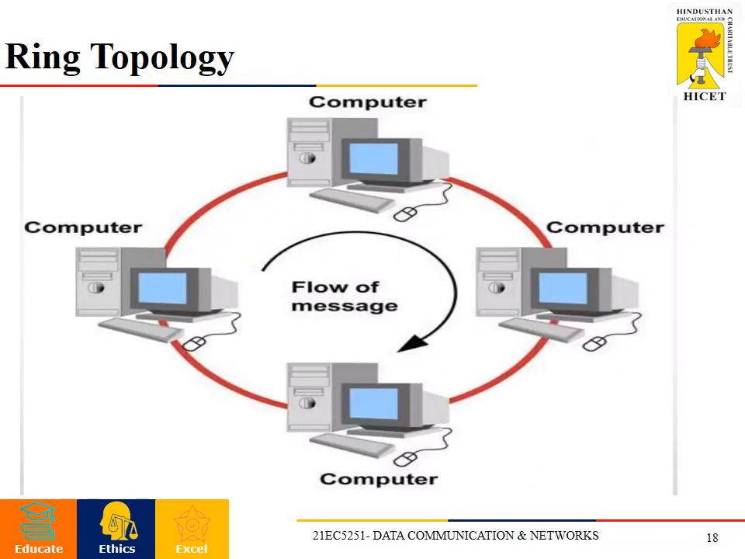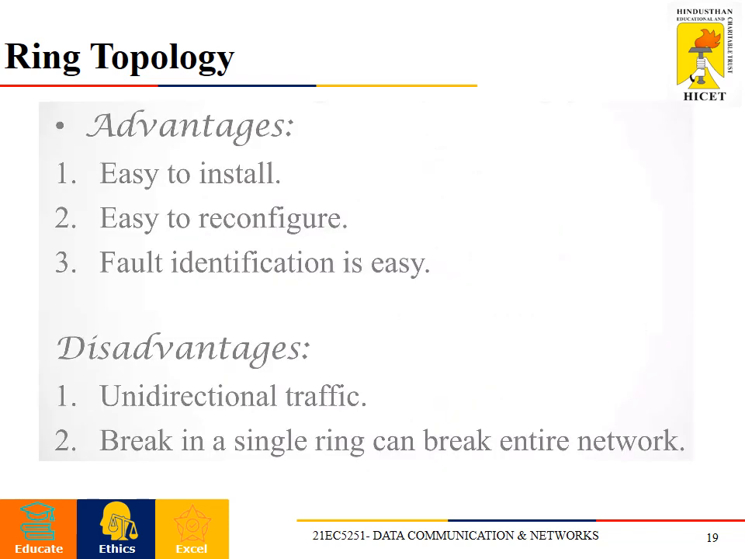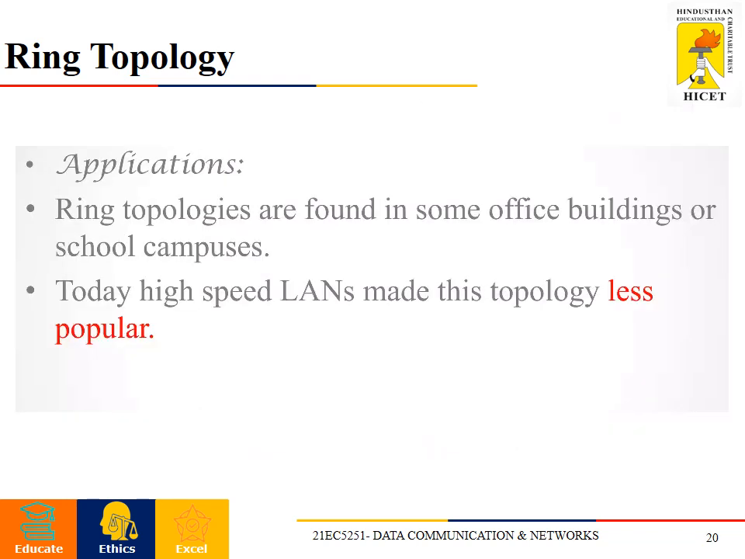This is the diagrammatic representation of a ring topology. Here the transmission goes through only one direction. The next is advantages. Here it is easy to install and reconfigure, and fault identification is also easy. And some disadvantages: it has unidirectional traffic. A break in a single ring can break the entire network. And some applications: it can be used in offices and school or college campuses, and also in high-speed LANs, but it is less popular.